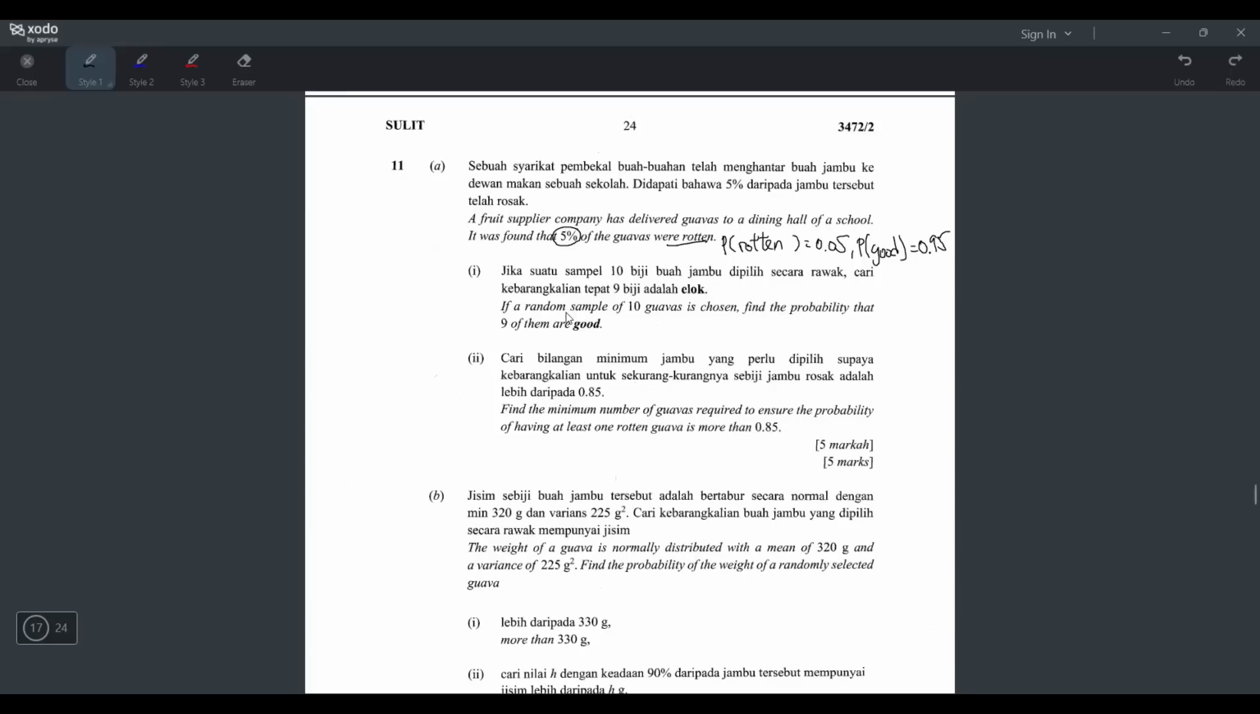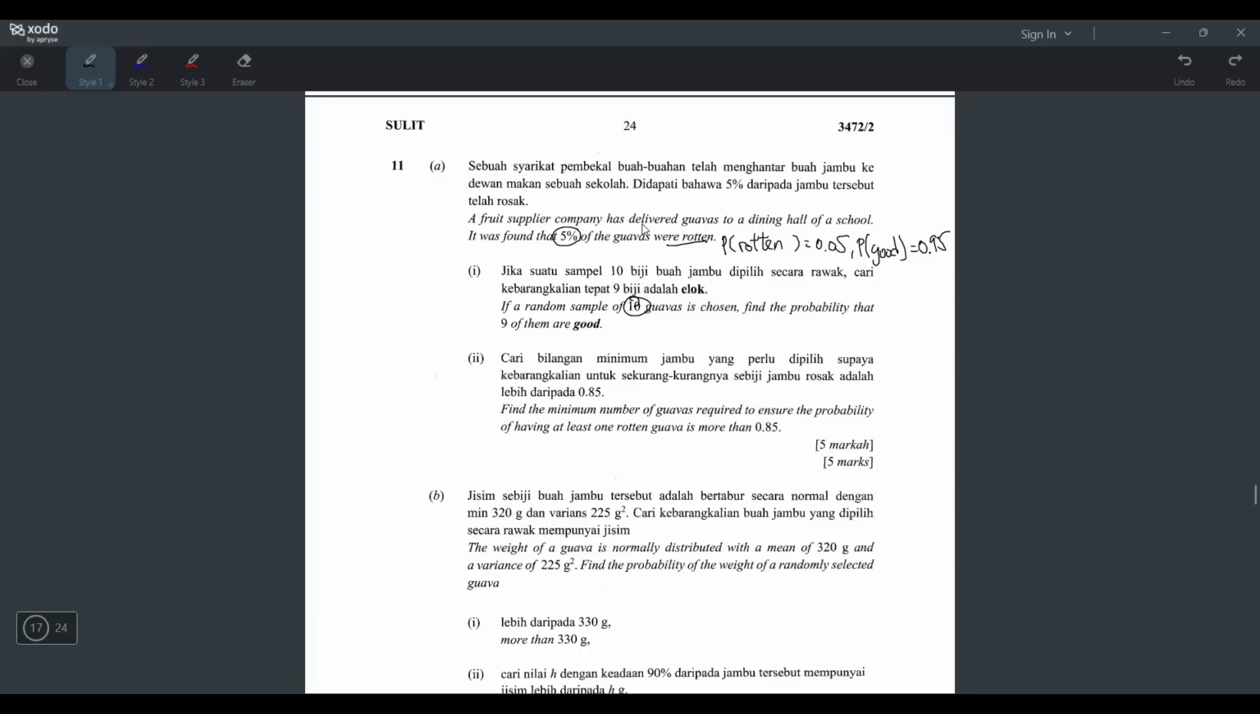So question one says what? If a random sample of 10 guava is chosen, find the probability that 9 of them are good. Okay. I think I already know whether this is binomial or normal. This question is a binomial distribution question. For binomial questions, you will not look at the table. How do you know whether it's binomial or normal? If the question is a normal distribution question, you will see the word normal in the question. For example, in B, you see here they mentioned normal, right? So for B later we need to look at the table. But this question is binomial, so no need to look at the table.